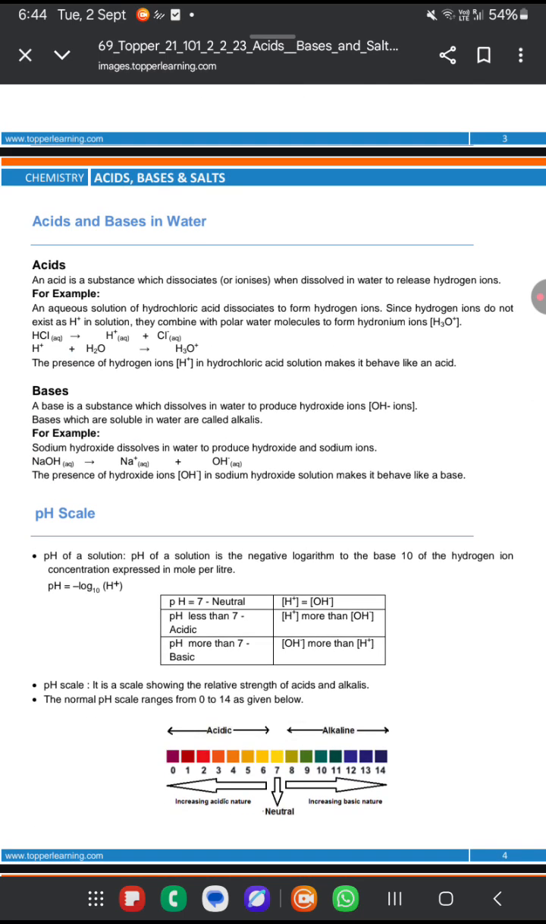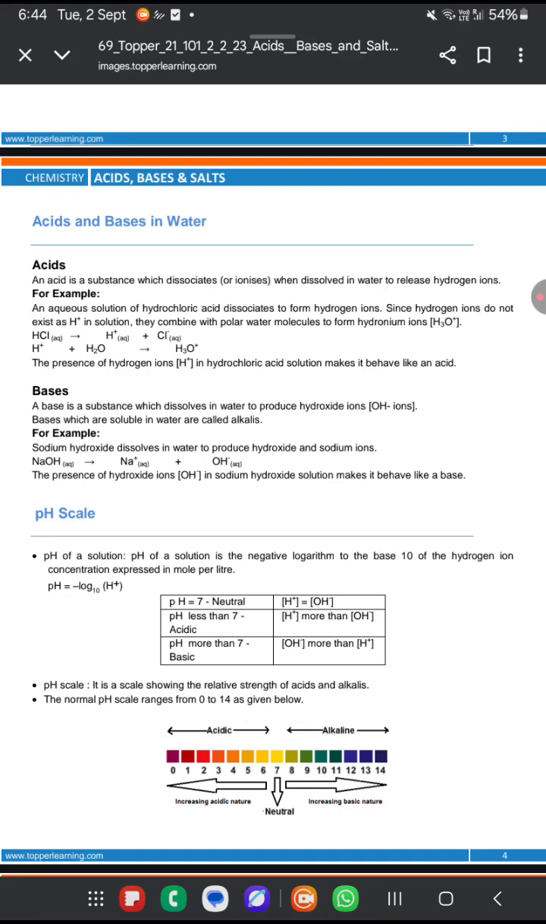pH scale. The pH of a solution is the negative logarithm to the base 10 of the hydrogen ion concentration expressed in moles per liter. pH equals minus log10 of H+ ion concentration. If pH is 7, it is neutral; pH less than 7 is acidic; pH more than 7 is basic.